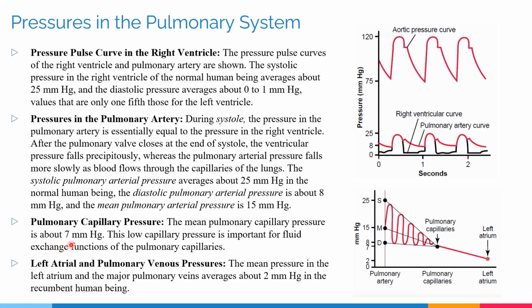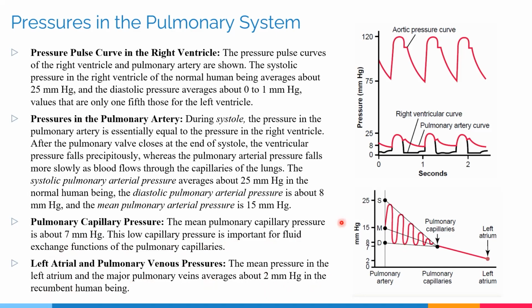Next, we look into the pulmonary capillary pressure. The mean pulmonary capillary pressure is 7 millimeters of mercury. This low capillary pressure is important for the fluid exchange function of the pulmonary capillary. Finally, we will look through the left atrial and the pulmonary venous pressure. The mean pressure in the left atrium and the major pulmonary veins averages about 2 millimeters of mercury in the recumbent human being, which is the resting human being.